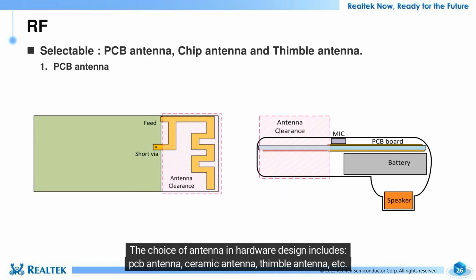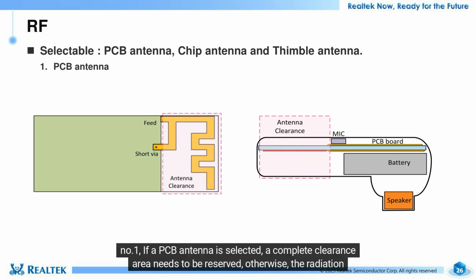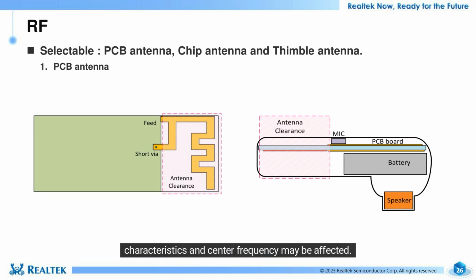The choice of antenna in hardware design includes PCB antenna, ceramic antenna, thimble antenna, etc. There are 3 points to note. Number 1, if a PCB antenna is selected, a complete clearance area needs to be reserved, otherwise, the radiation characteristics and center frequency may be affected.